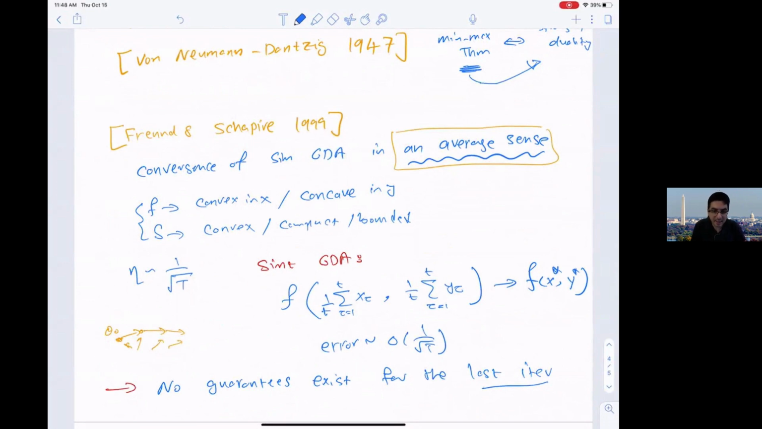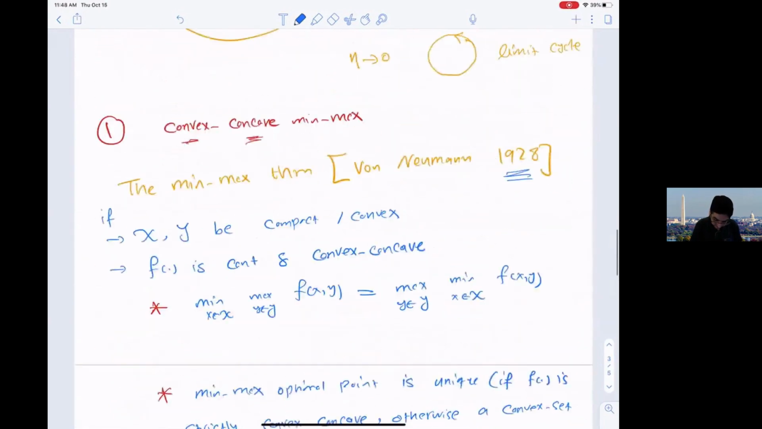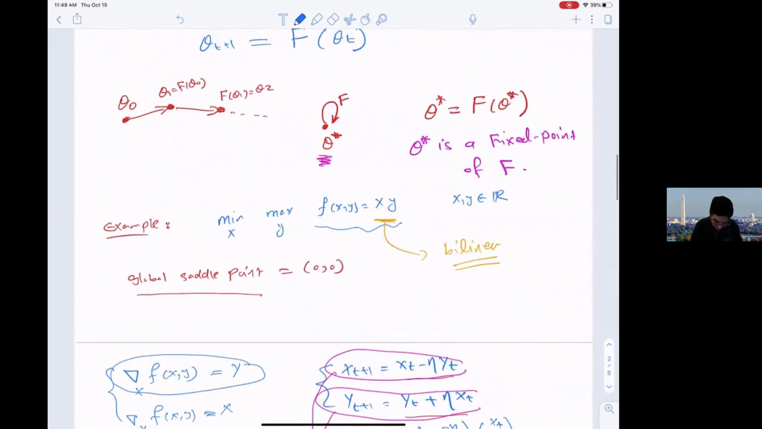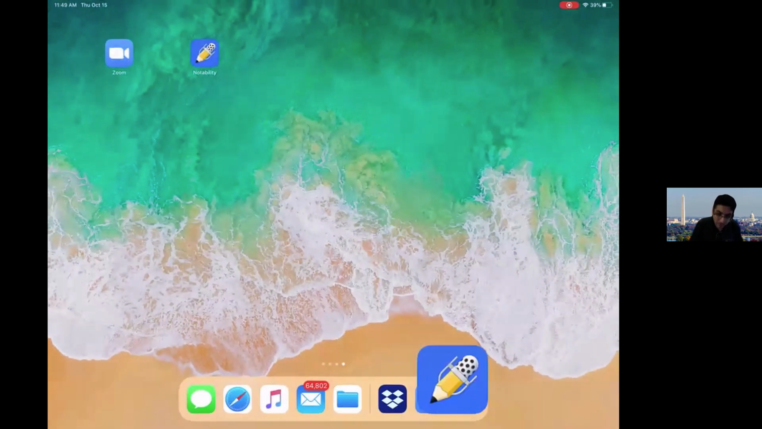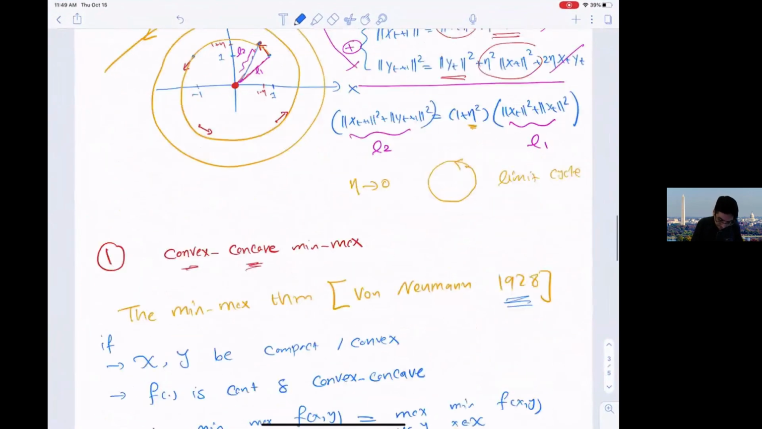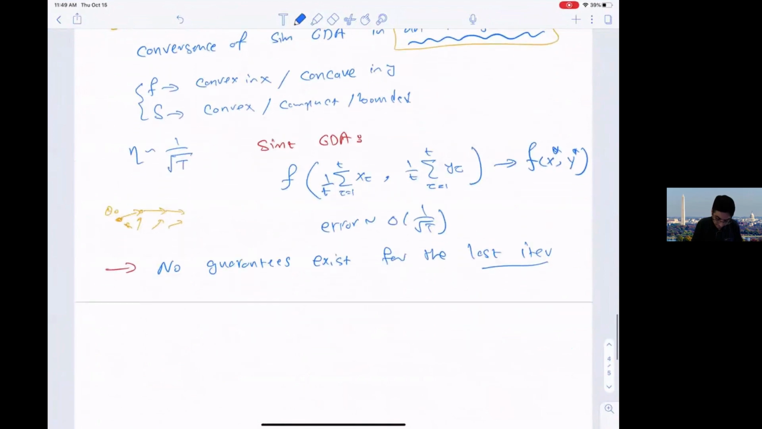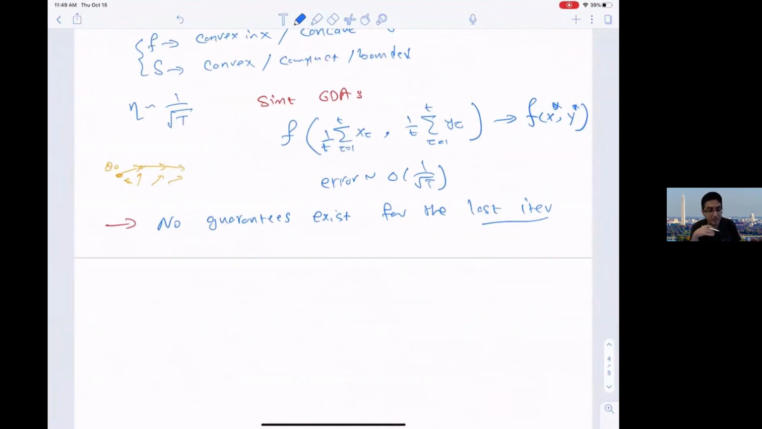What is S and T? So S is my feasible set. I think I defined it somewhere. S is my feasible set, and T is the number of steps that I'm taking to look at the dynamics of my simultaneous GDA. These are the number of steps I'm taking. Okay, so let me move on.